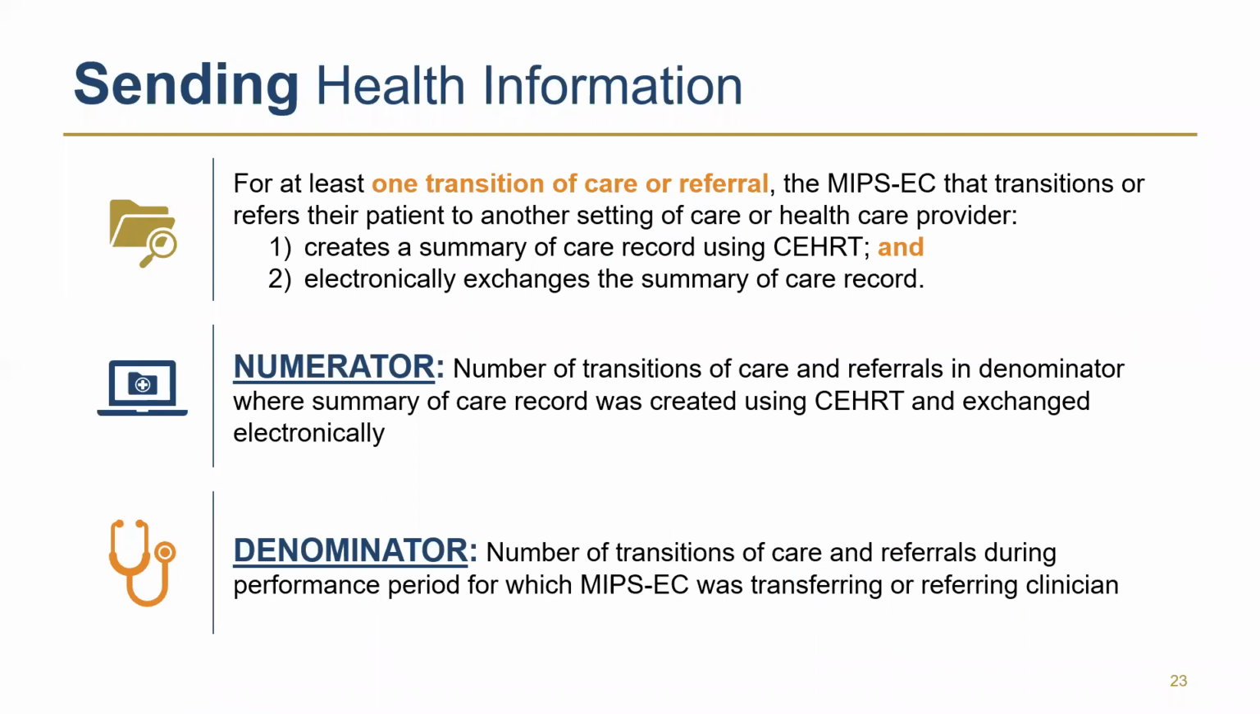CMS has defined what the summary of care document must include. 18 elements are listed in the measure specification document, and your EHR vendor should have the summary of care report built to automatically include all 18 elements as appropriate for the patient. The sending health information measure has been a requirement for the MIPS PI category for several years. Therefore, your EHR should be well positioned to manage the electronic transfer to another healthcare entity.